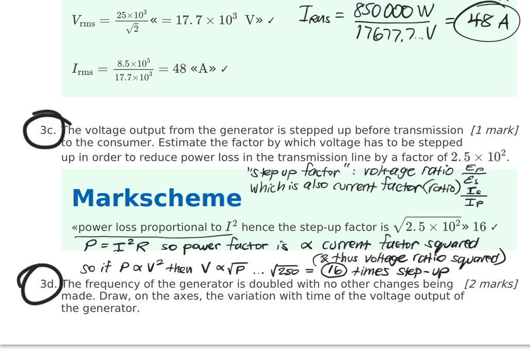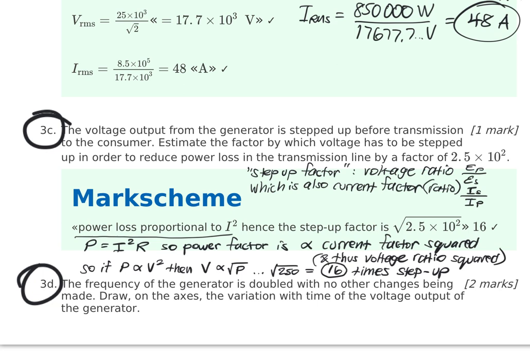So 3C talks about a step-up factor, which is pretty much the voltage ratio or the current ratio. If I had a voltage ratio of, say, primary being 120 and secondary being 240, then the step-up factor would be 2. So they're looking at ratios between voltage and current and even numbers of coils. And they want the power reduction to be 250, so that factor is 250.